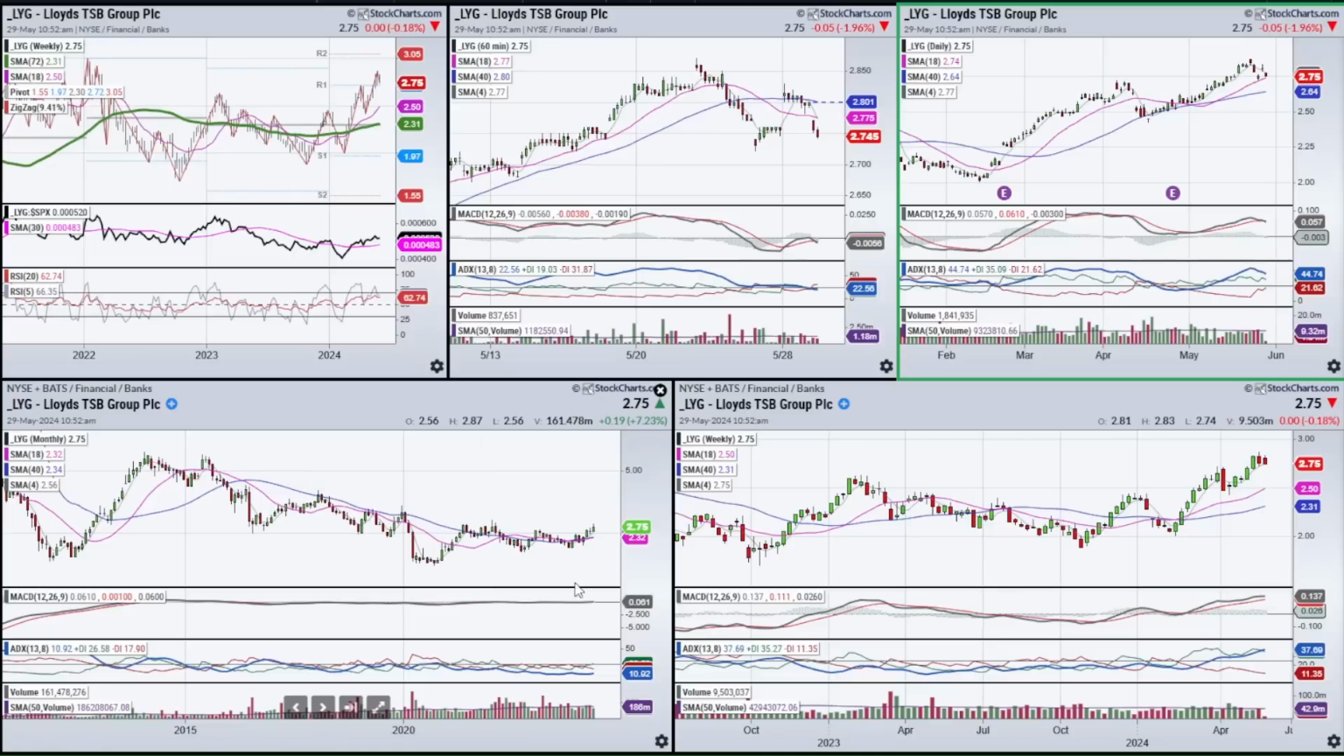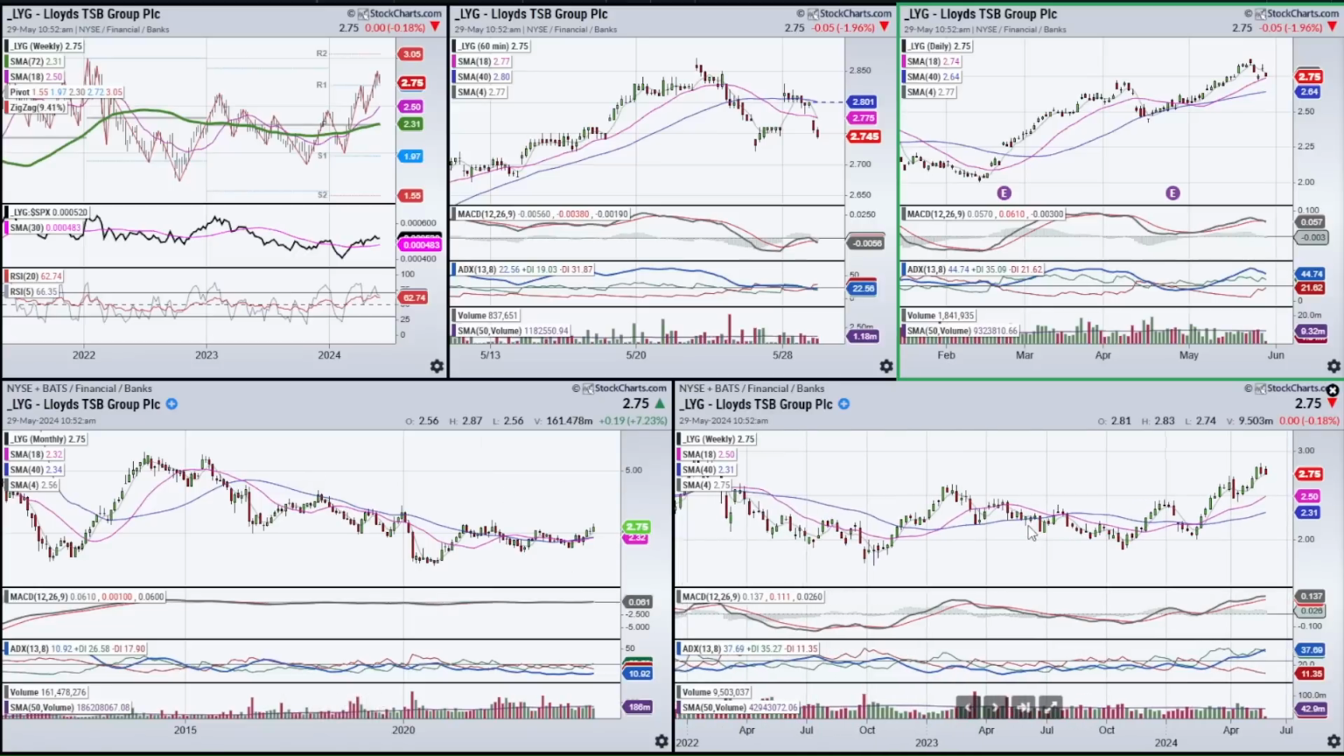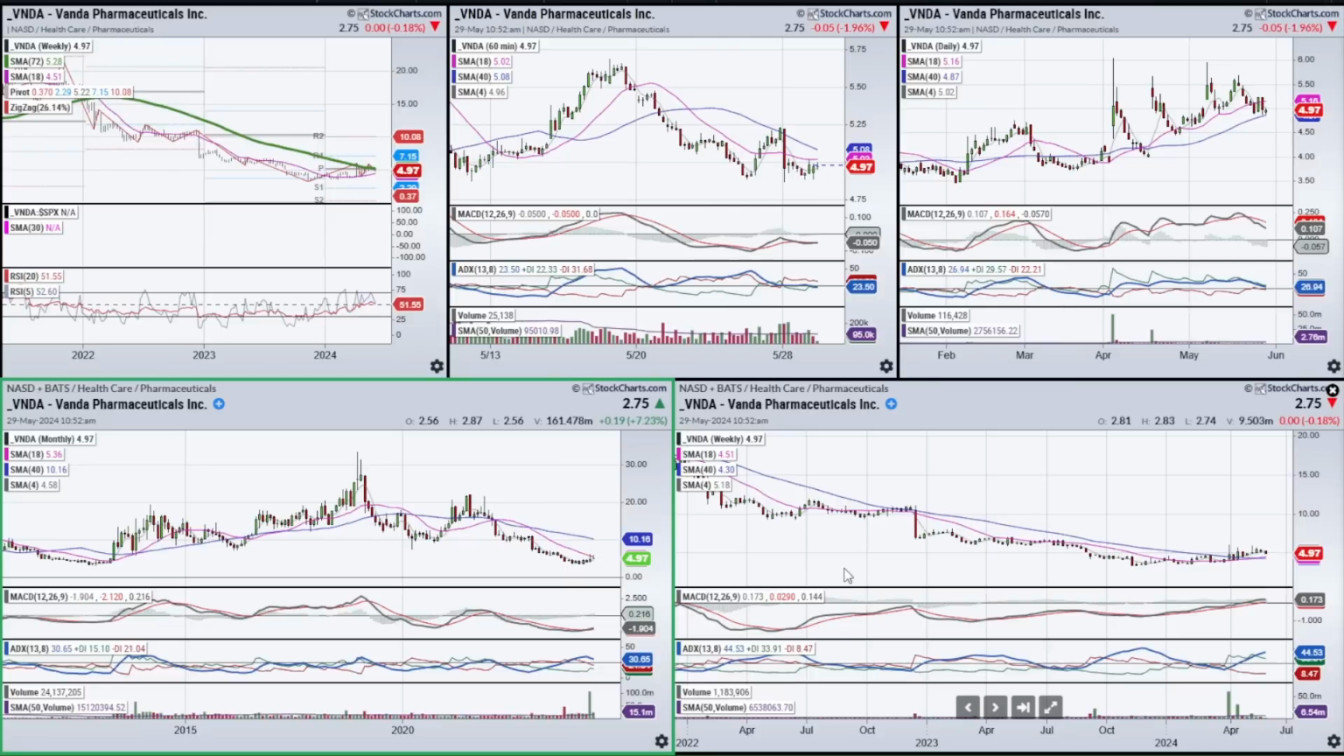LYG, this is a pretty big turnaround. I kind of like the looks of it. It needs entry again. I highlighted this in my reports back in here. It's made a little bit of a move up now. I'd like to get a little bit of a pullback a little closer to the breakout area. And that's probably what I'd be watching for in that instance.